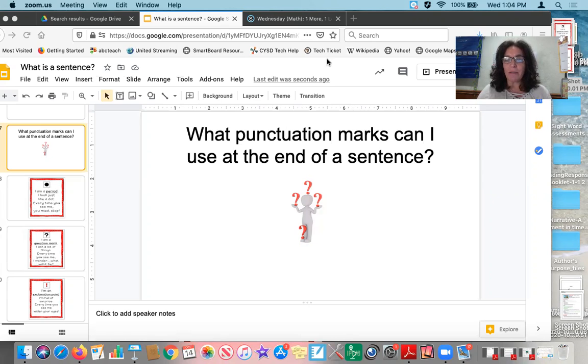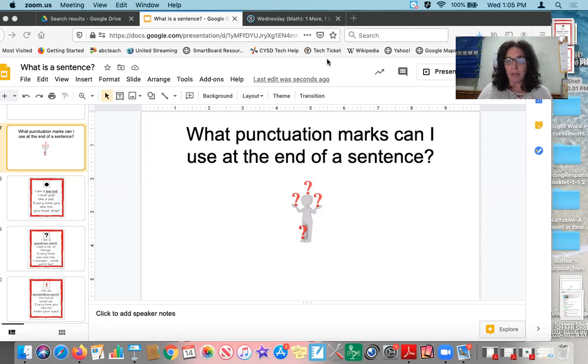Yesterday in writing, we talked about capital letters and when to use them. And we talked about the fact that a capital letter starts every sentence. A capital letter is what we begin a sentence with. So today we're going to talk about the opposite of the beginning, and that is the end. So if we start a sentence with a capital letter, then we have to stop or end the sentence with what we call a punctuation mark.